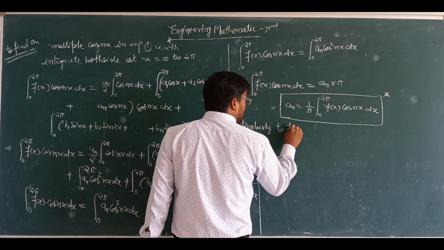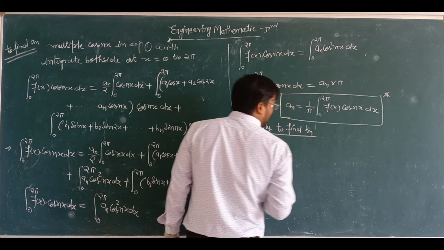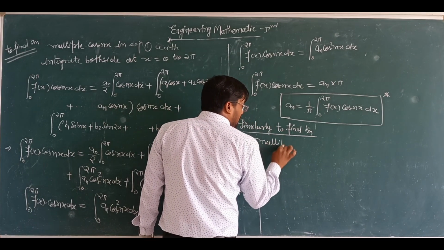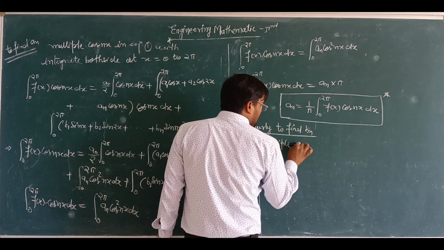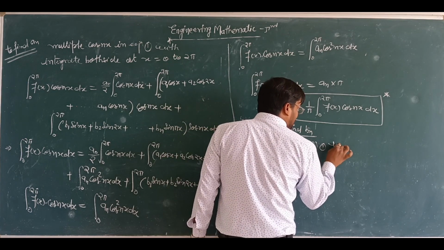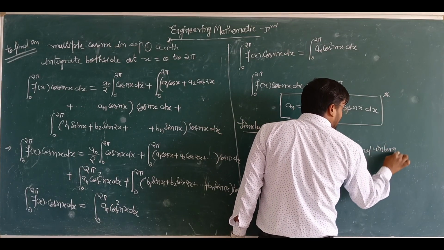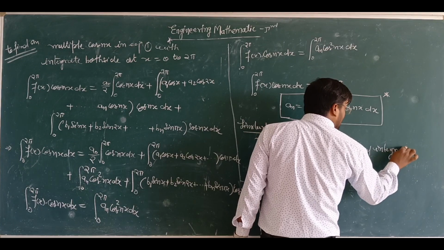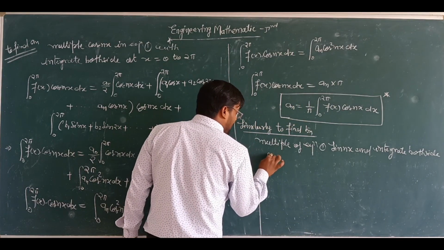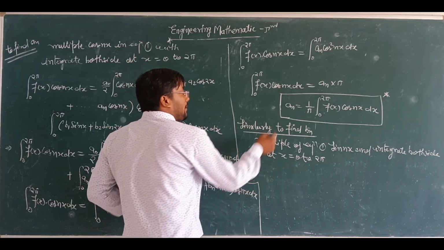Similarly, to find bn, multiply equation first by sin nx and integrate both sides, at x equal to 0 to 2 pi. Now find the value of bn.